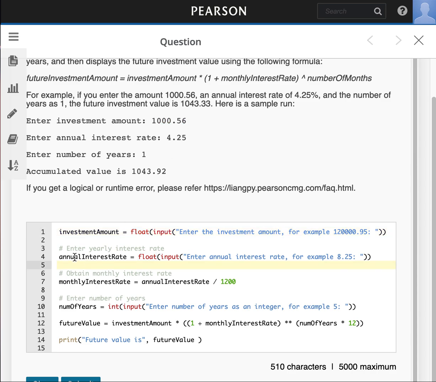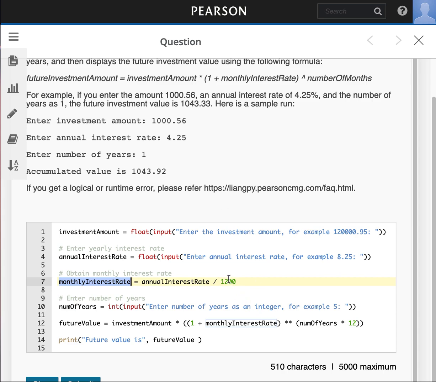Now next, annual interest rate. Again, this is just something that the user will enter, and we also allow that to be a float or a fraction. And now we're going to first calculate the monthly interest rate. Because the user entered the annual interest rate, to get it to a monthly interest rate, what we have to do is divide it by 12.